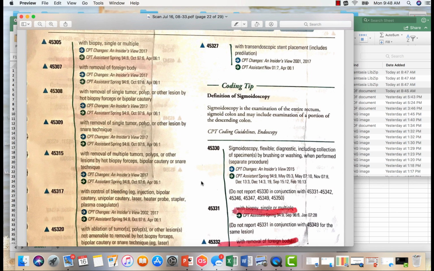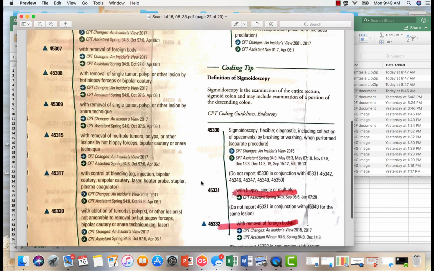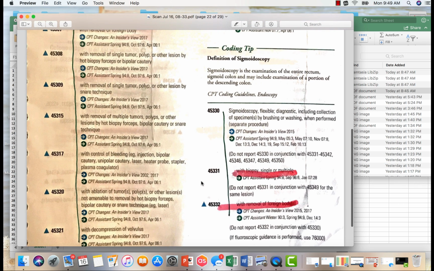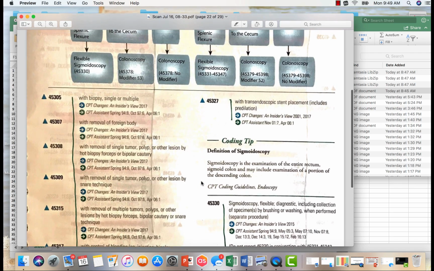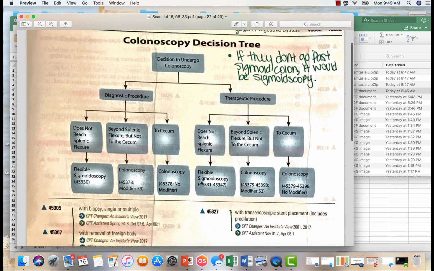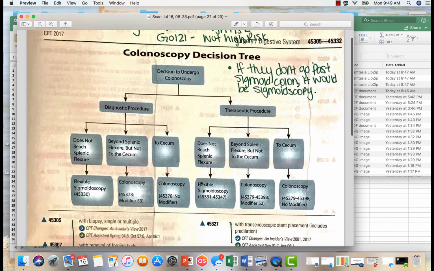On the coding tip in my book, it says a sigmoidoscopy is the examination of the entire rectum, sigmoid colon, and may include the examination of a portion of the descending colon. 45330 is the diagnostic sigmoidoscopy, and then you have the same procedures that we talked about for the colonoscopy: the biopsy, the hot biopsy, polyp removal, the snare, the foreign body removal. So we won't go over all of those again, but I do want to point out the diagram at the top of the page.